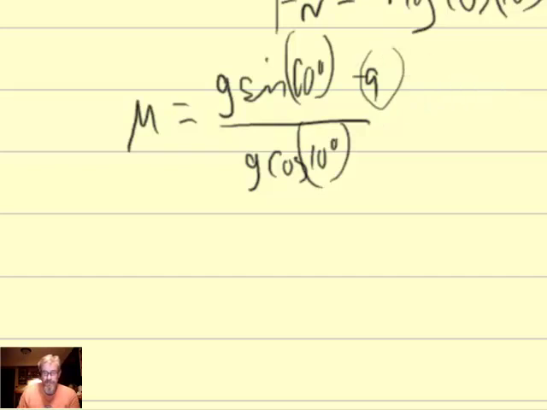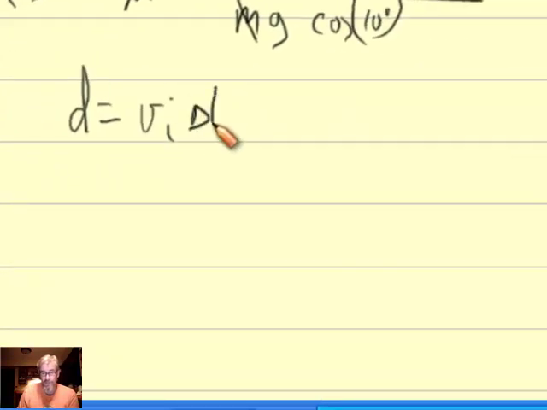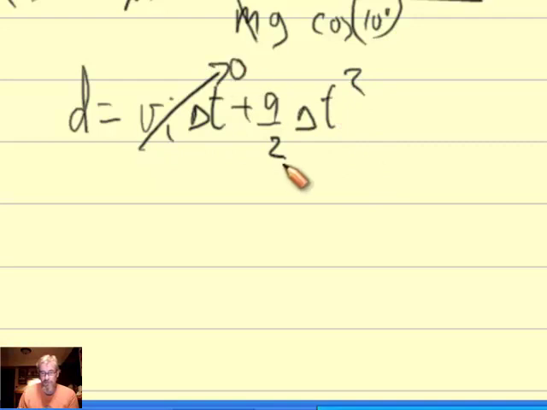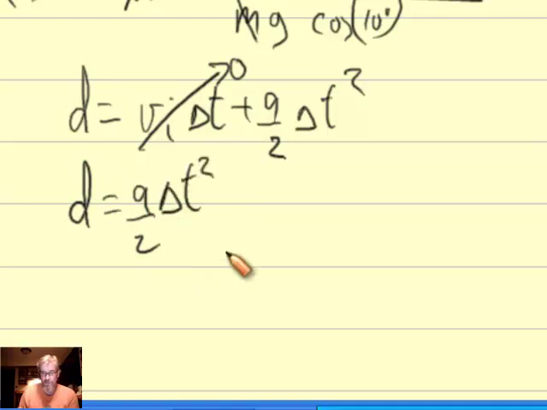Well, I know that distance covered during an acceleration is equal to the initial velocity times the change in time plus acceleration over 2 times change in time squared. But this skier started from rest, so that term is 0. So that means d is equal to acceleration over 2 times change in time squared.